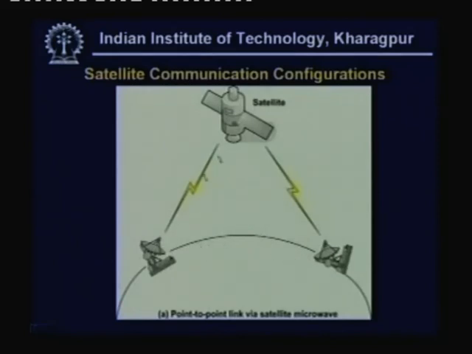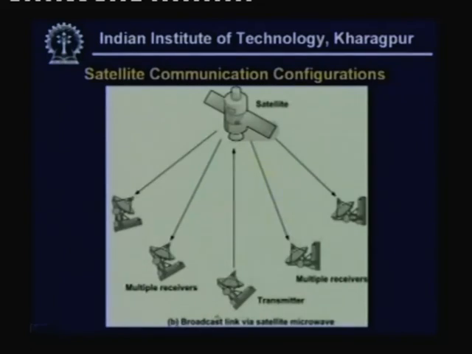Here there is a point to point link, and the signal is going from this ground station to the satellite. Here it is received, then amplified and returned back to the station. So signal from here also goes to the satellite. Here it is received, then amplified, and then returned back to this ground station. This way it can cover a very long distance.